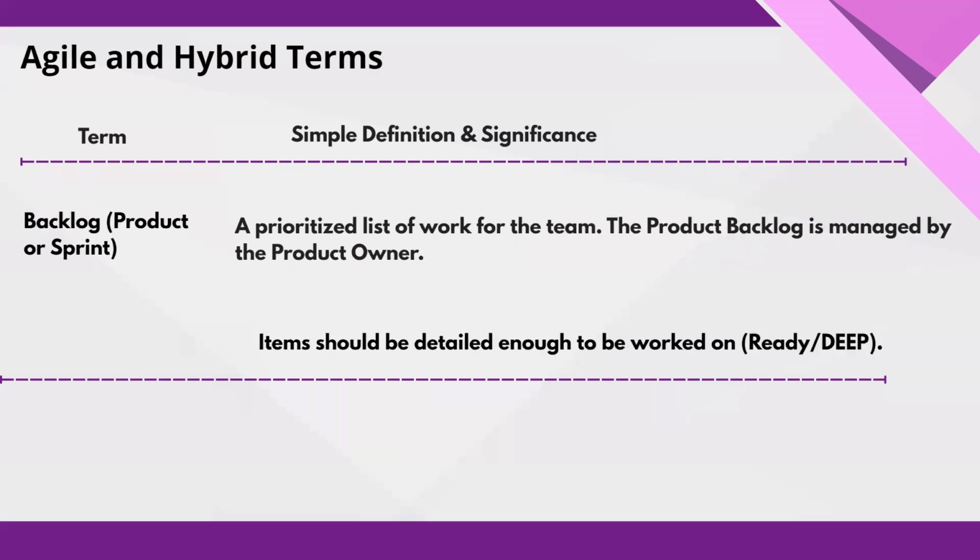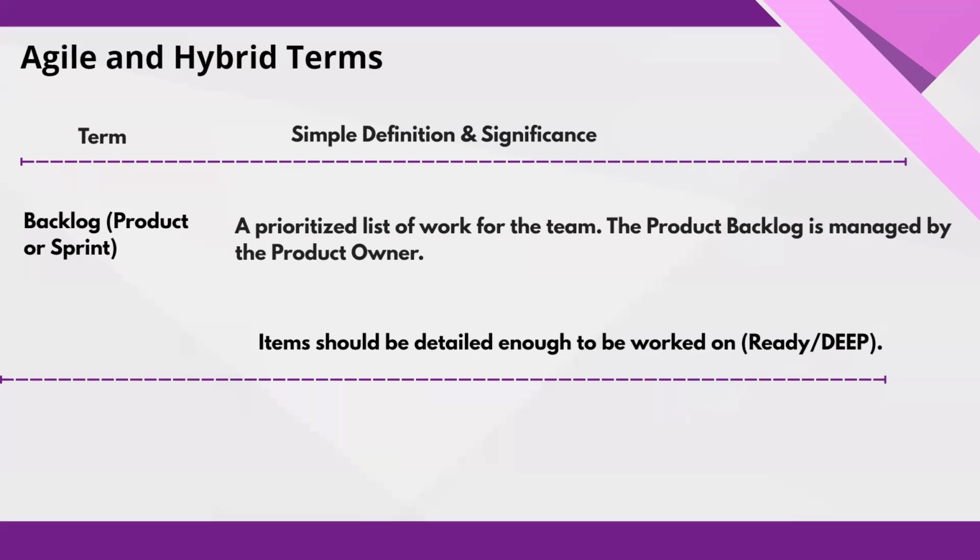So backlog, product or sprint, we talk about, right? So in Agile, the backlog is essentially our to-do list, but it's more strategic than that. It is a prioritized list of all the work that the team might ever do to deliver the product. Now, when we talk about backlog, we are talking about two kinds of backlogs here. One could be the product backlog and another would be the sprint backlog.